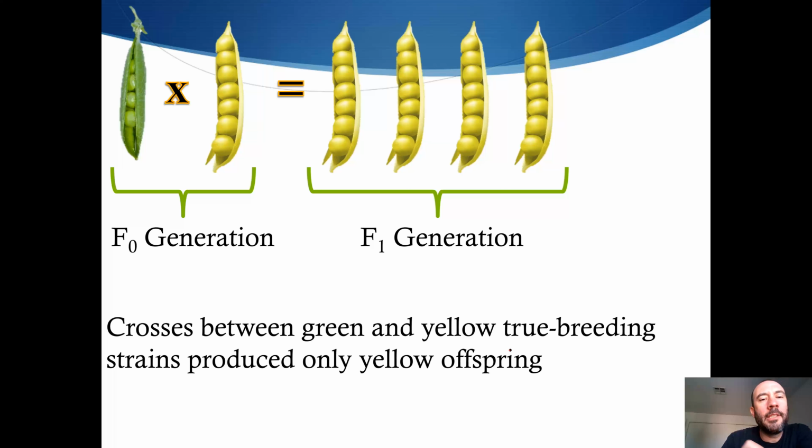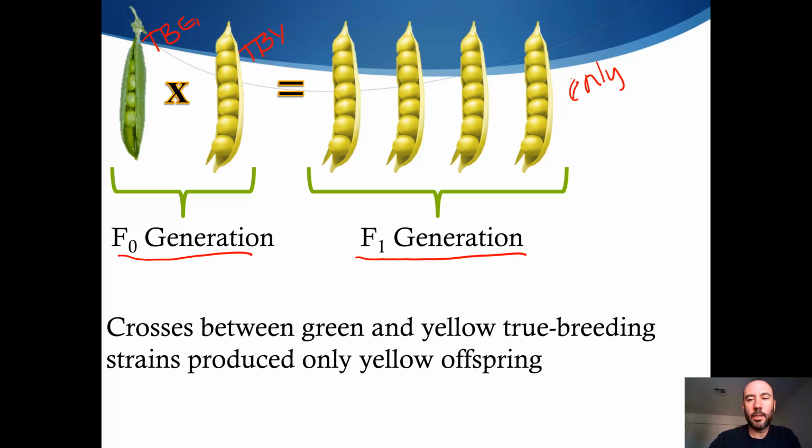So then he took individuals from those true breeding strains and he bred those together, and that's called the F0 generation. So this is a true breeding green pea plant, and this is a true breeding yellow pea plant. And he crossed those together, and what he found is in their offspring, which he called the F1 generation, there were only yellow pea plants. Only, that's not an O, yellow. Okay. Okay, so that was step one.